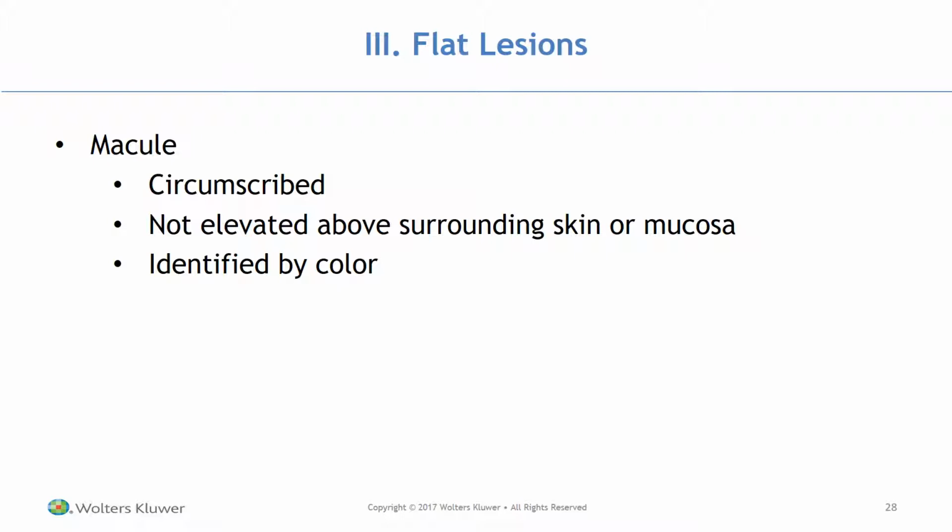Okay, flat lesions, on the other hand, are called macules. So think of your freckles, okay? It's a macule. It's not elevated. It's circumscribed and just kind of part of the tissue. So it may be identified by its color, which contrasts with the surrounding normal tissues.